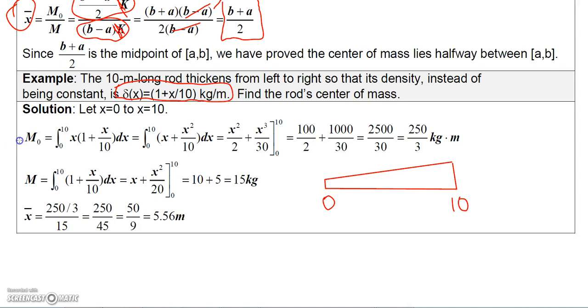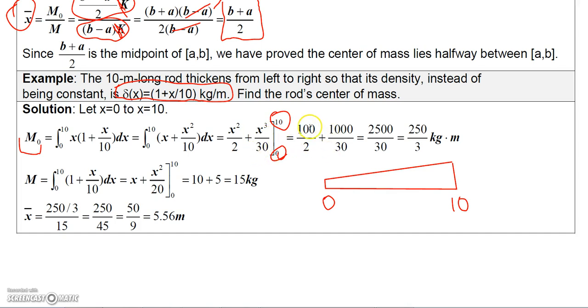First, we're going to find the moment about the origin. We integrate from 0 to 10, using the formula x times the density. When you multiply that, you get x plus x squared over 10, and when you integrate this, you get x squared over 2 plus x cubed over 30. Evaluating from 0 to 10, I really just have to evaluate it at 10, because if I plug 0 in, both terms are 0. So at 10, I get 100 over 2 plus 1,000 over 30.